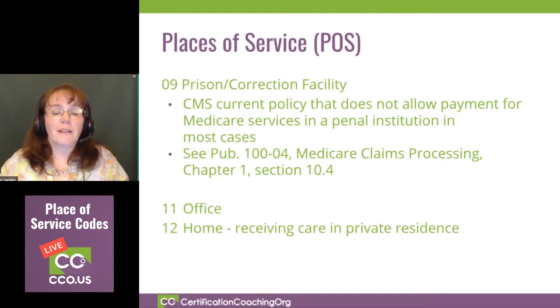Of course, 11 is office, which pretty much is any physician office setting. I didn't really go into too much detail about place of service 11. It is one of the most widely used places of service on the CMS 1500 claim form. 12 is home care, and this is patients who are receiving care in their private residence. Now, there are some other criteria where people will say that they're in their home, and we'll go into some of these other places of service that may seem similar to home care that's being provided in a private residence.